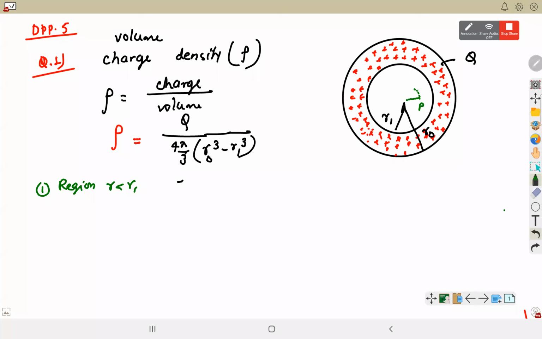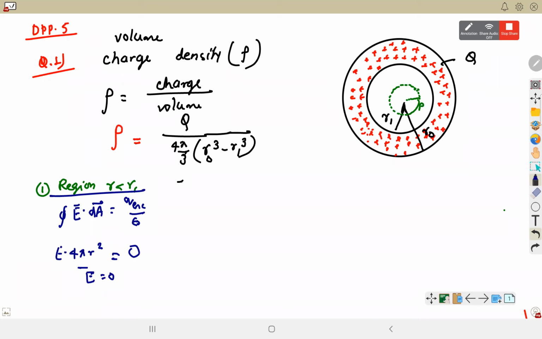So consider a spherical Gaussian surface passing through that point, and apply E dot dA. The integration of E dot dA is charge enclosed upon epsilon naught. Inside there is no charge, so in this particular region the electric field will be zero. At any point inside that cavity, r less than R1, the total electric field will be zero.